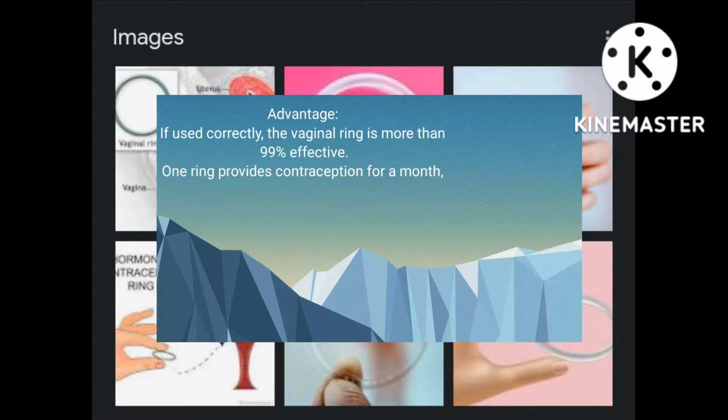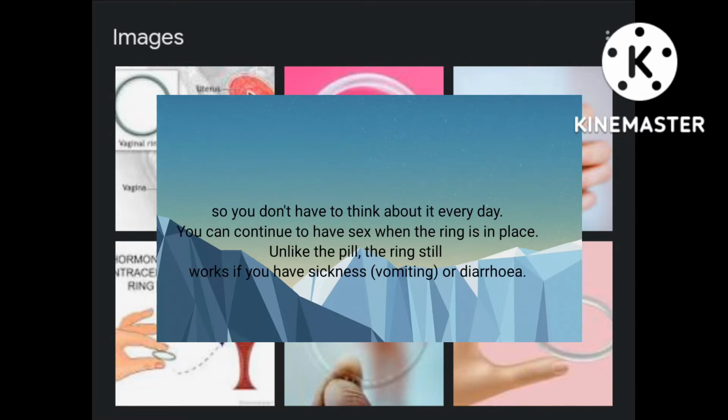Advantages: if used correctly, the vaginal ring is more than 99% effective. One ring provides contraception for a month, so you don't have to think about it every day. You can continue to have sex when the ring is in place. Unlike the pill, the ring still works if you have sickness or vomiting or diarrhea.